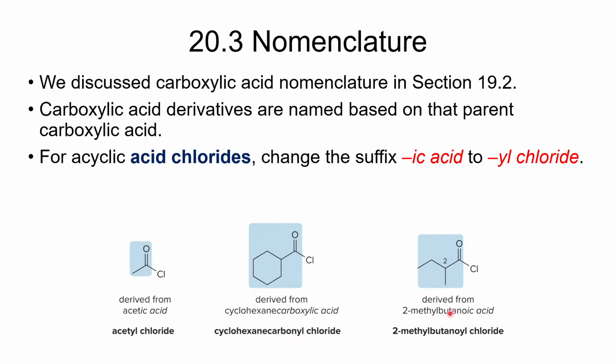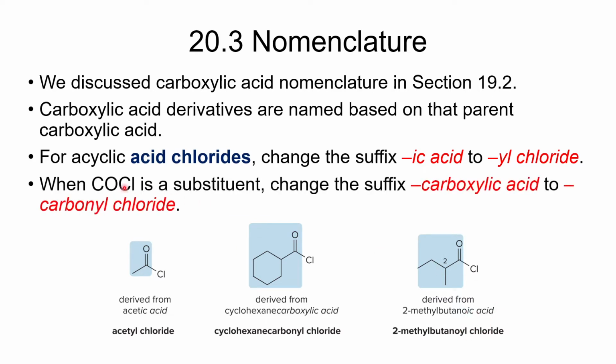Here we've got another one. We've got 2-methylbutanoic acid if this were an OH, but when we convert it to the chloride, we're going to call it 2-methylbutanoyl chloride. So again, change the -ic acid into -yl chloride.